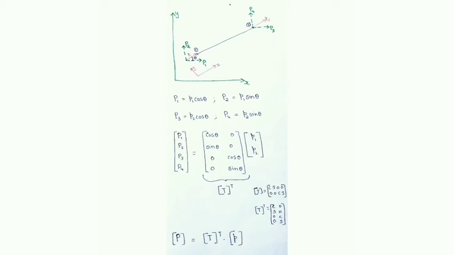Transformation matrix T is C S 0 0, 0 0 C S. So the transpose of T is C 0, S 0, 0 C, 0 S. That is the above matrix. So global force P is equal to the transpose of the transformation matrix into local force p. So this is the relation connecting global and local forces.